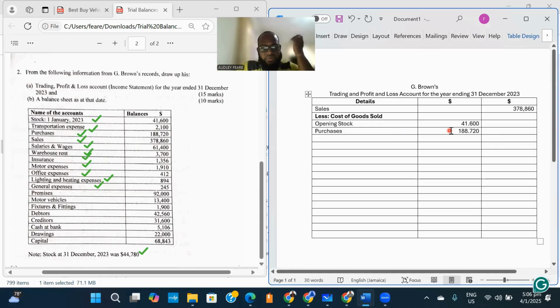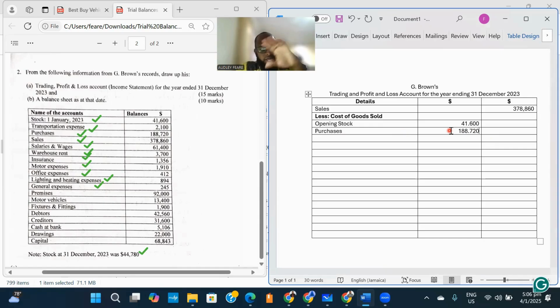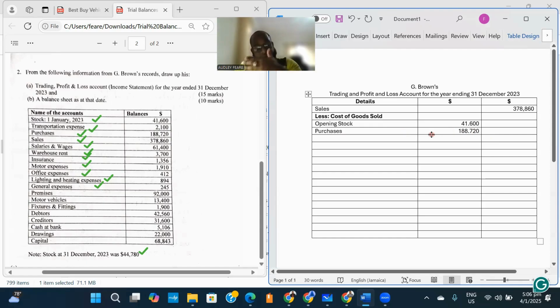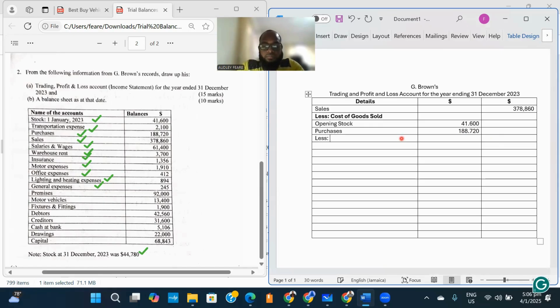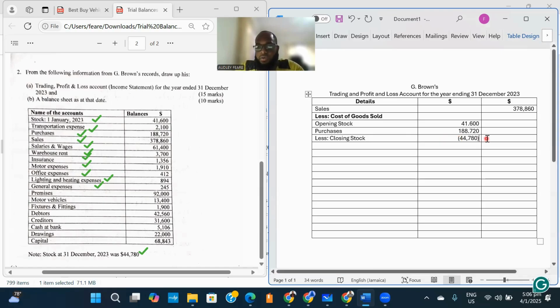We don't have any carriage inwards or return outwards, so we'll leave that for now because this is a fairly straightforward question, a simplified balance sheet, TP&L. The balance sheet is also simplified. So now we're going to subtract our closing stock. So we're going to write less closing stock. And our closing stock, there in the footnote, is 44,780.